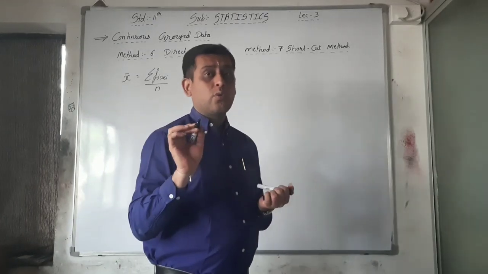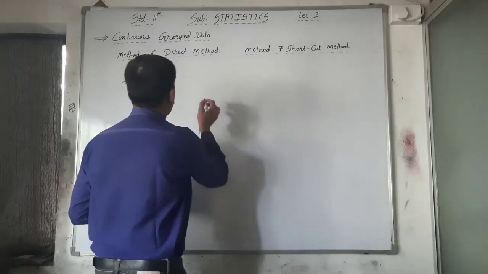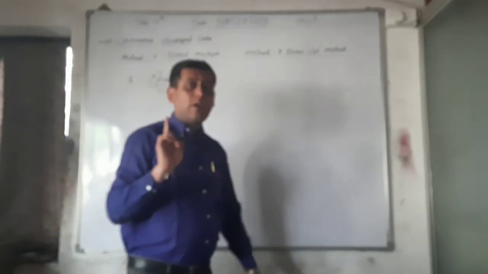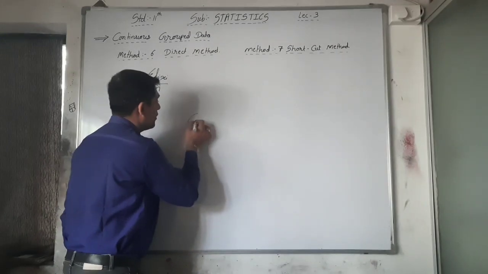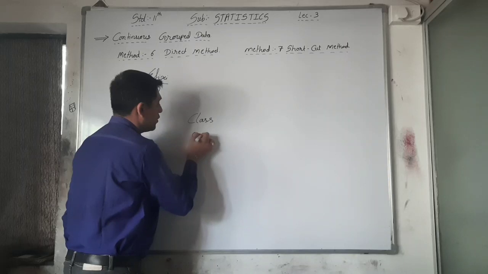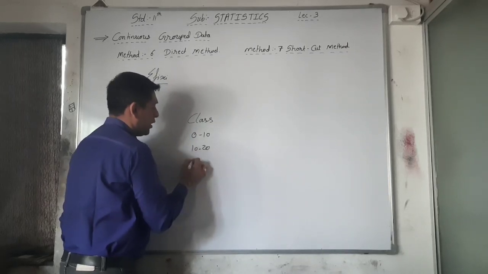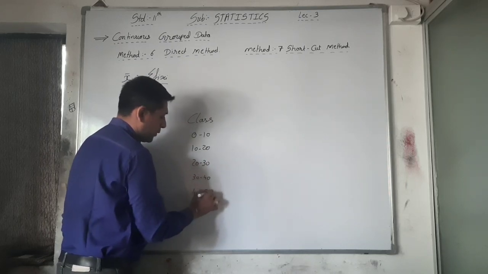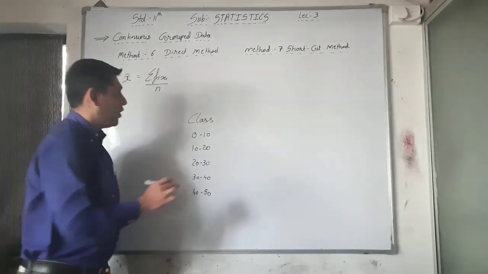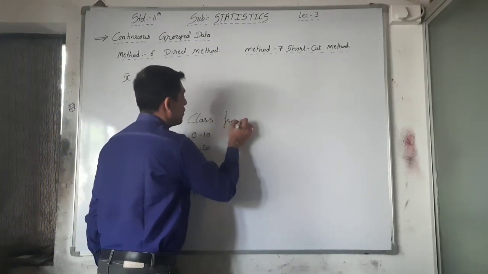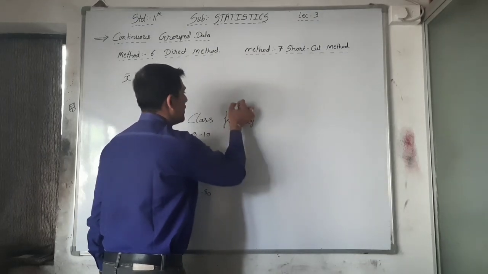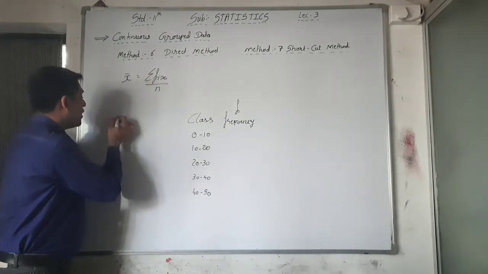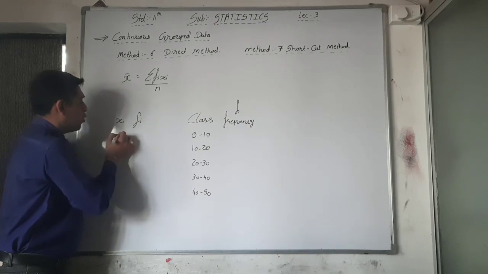But here you have to be careful, because the x is not given. In continuous group data, I told you in my first lecture, the class is given: 0 to 10, 10 to 20, 20 to 30, 30 to 40, 40 to 50. This is the class that is given. Now the frequency is given. Frequency is your fi, but here it is not your xi. In discrete group data, xi and fi both are given.